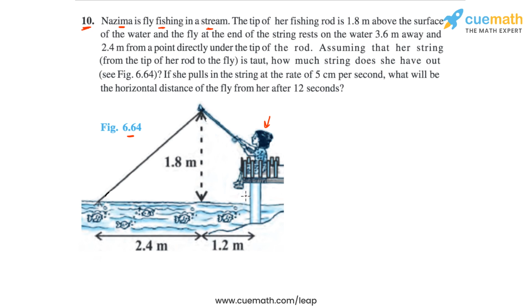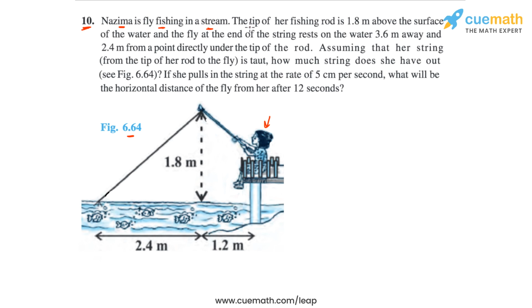Fly fishing is a kind of fishing in which you have an artificial bait at the end of your fishing string. Fishing string has a small bait at the end. So that's a type of fishing.